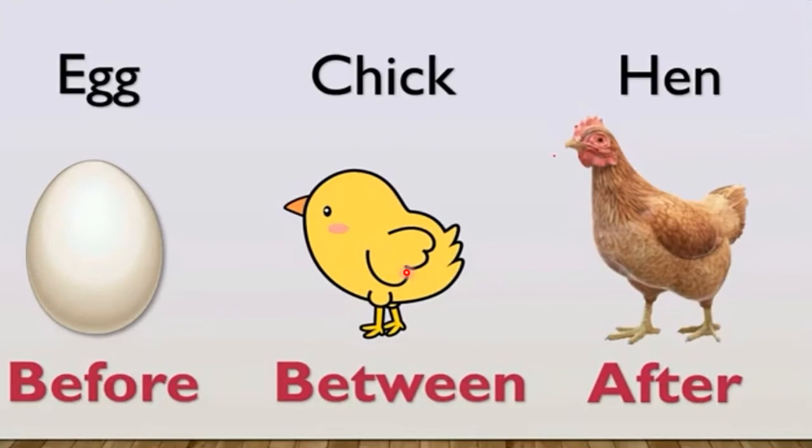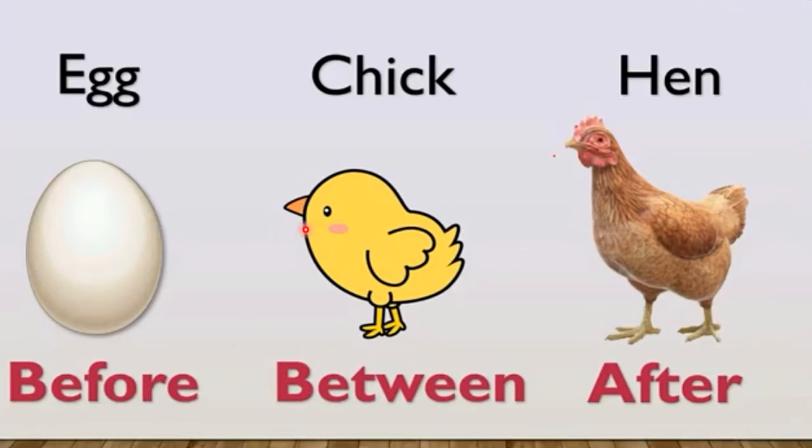Egg. Look at this picture, children. Here there is an egg. What is this? Egg. And what is this? This is a chick. Okay. Then this one, what is this? Third picture. This is hen. Okay. You can see this, no?